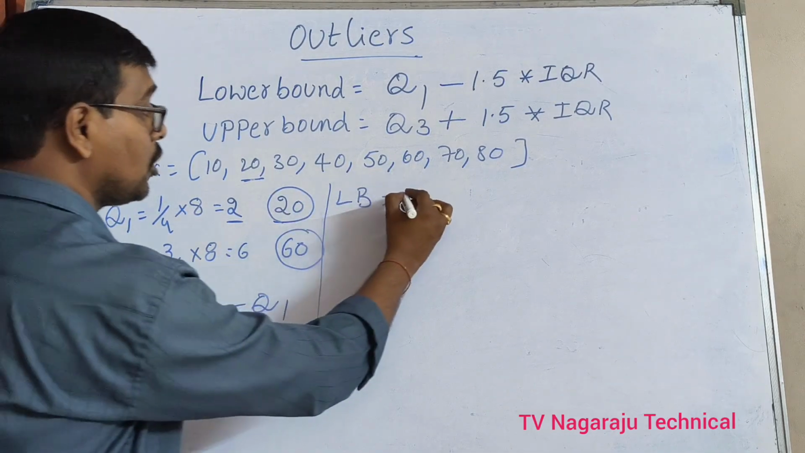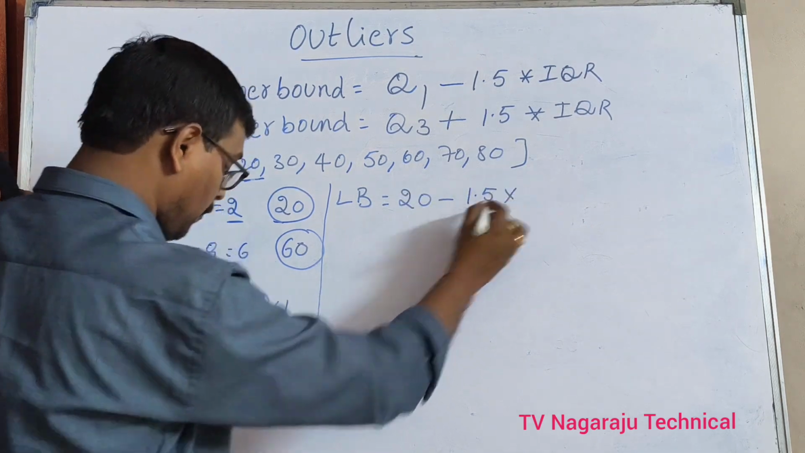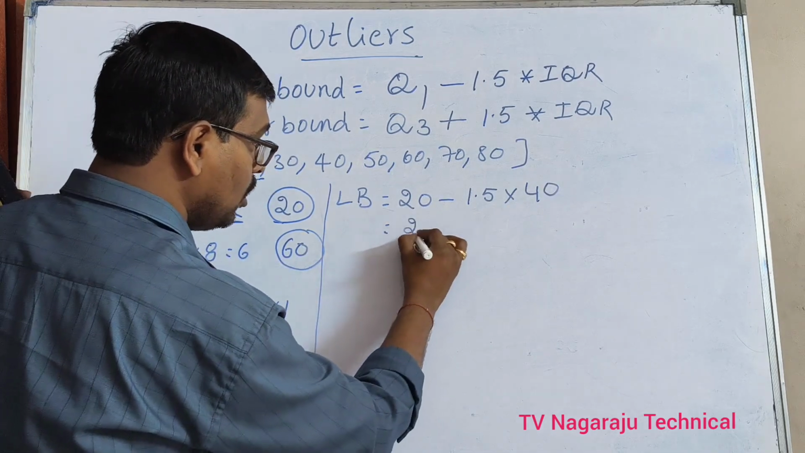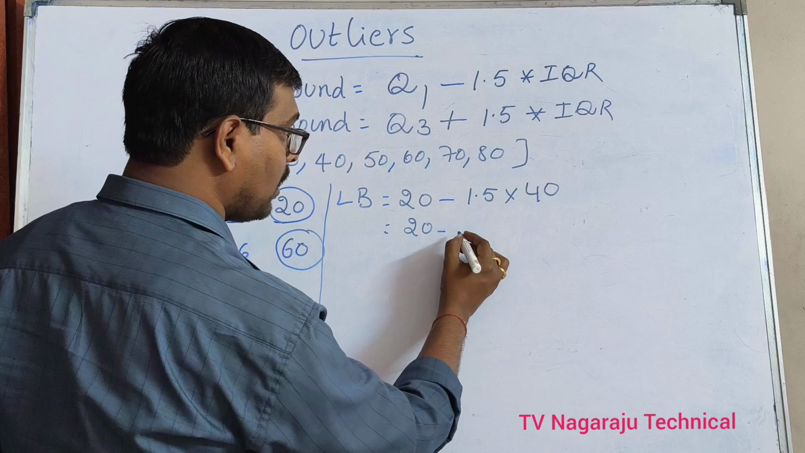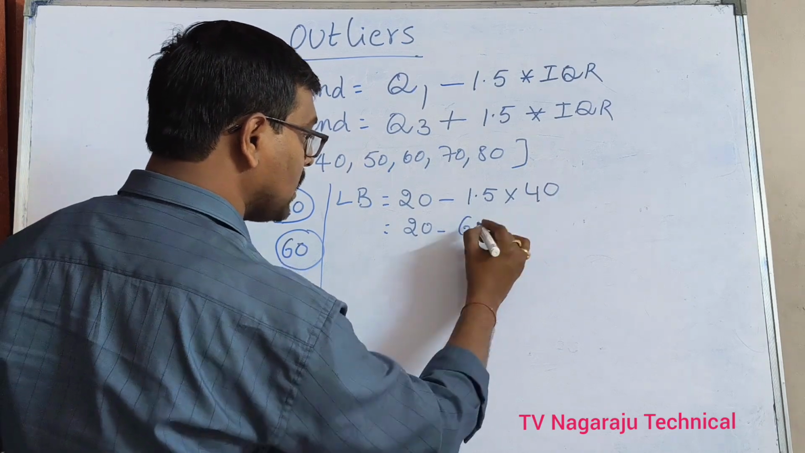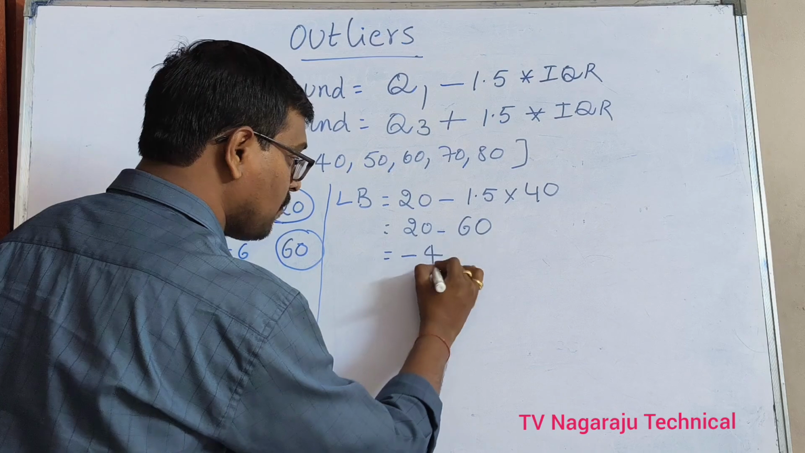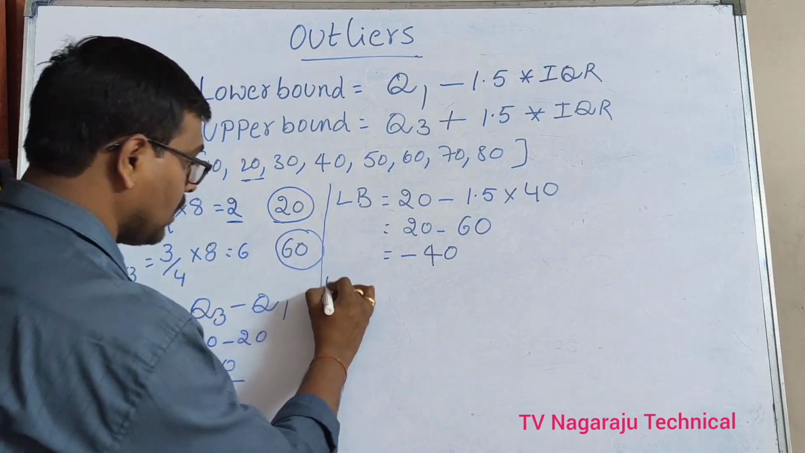Lower bound is Q1, that is 20, minus 1.5 into 40. So what is the value? 20 minus 1.5 into 40. 1.5 fours are 60. 20 minus 60, the answer is minus 40. The lower bound value we are getting is minus 40.